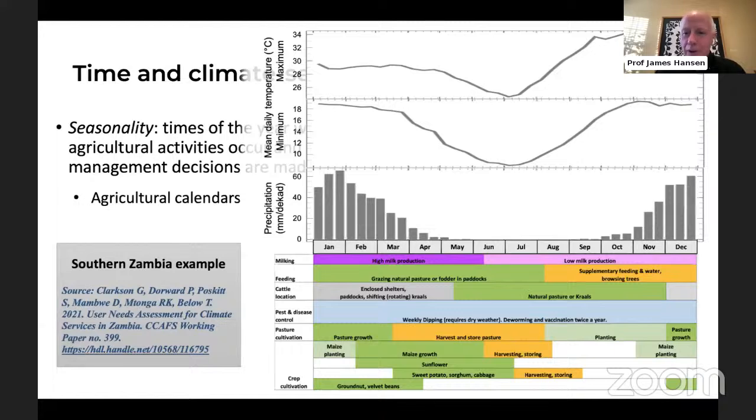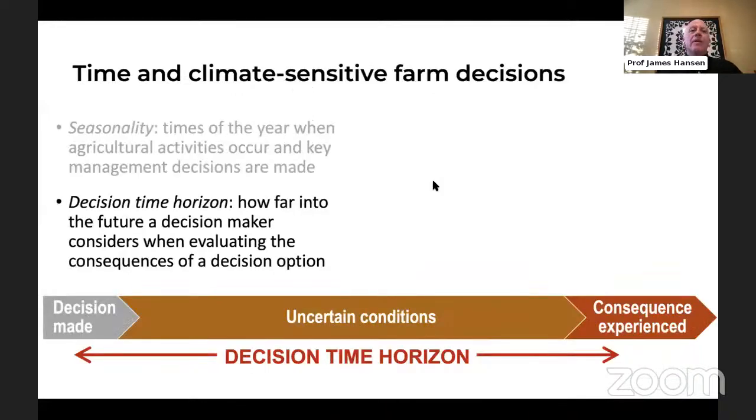And so this makes it obvious why there are particular times of year when the farmers plant and when they tend to harvest. Another aspect of time is decision time horizon.